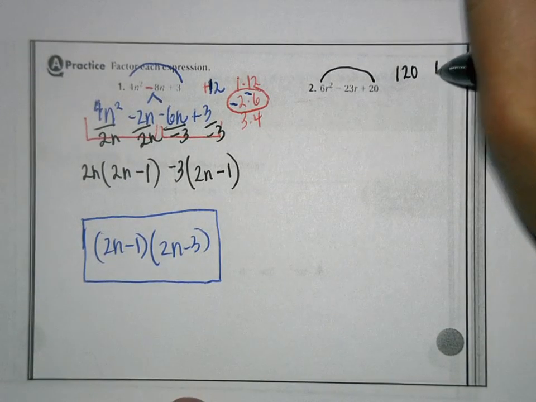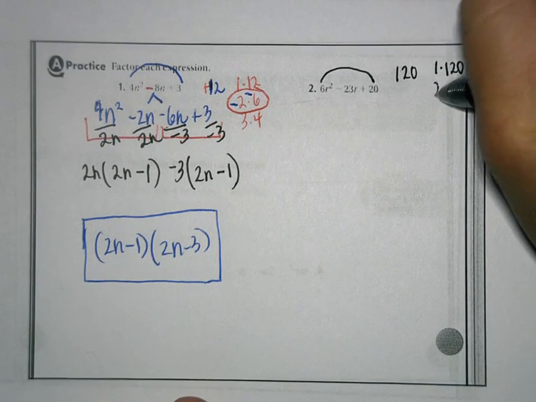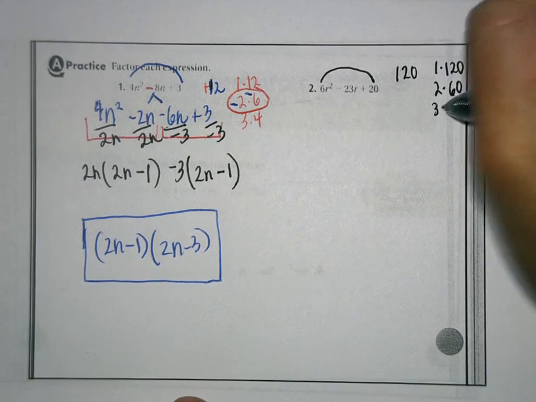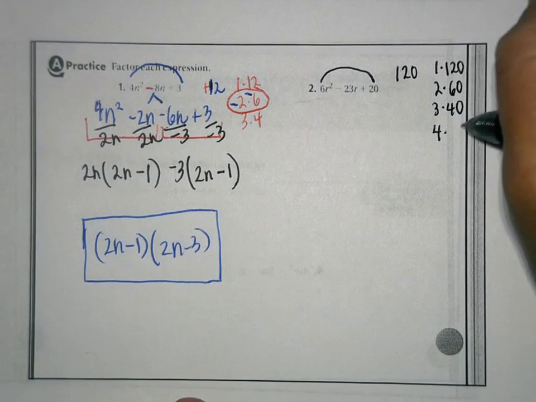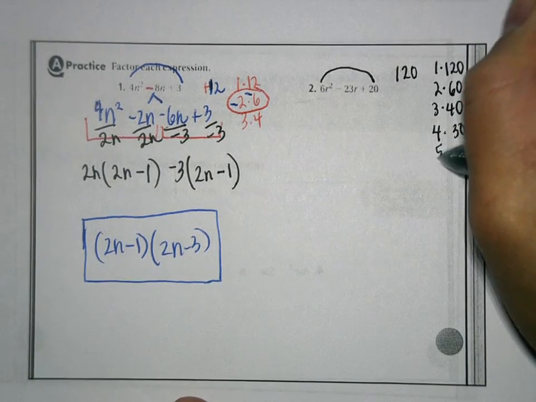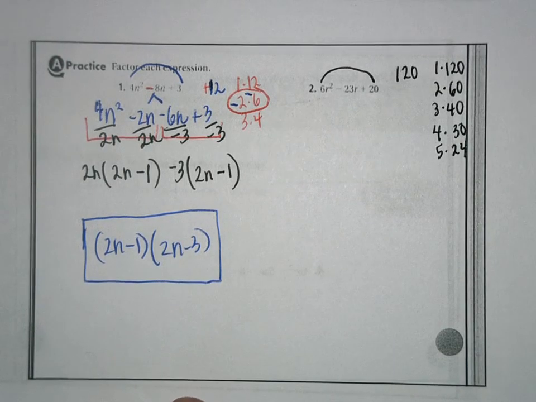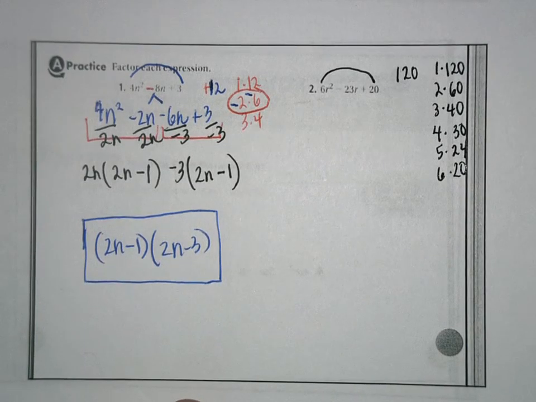Go through, start with 1. 1 times 120, it makes 120. 2 times what makes 120? 3 times what? 4 times what? 5 times what? 24. 6 times what? Good. 7 doesn't work. 8 times what?